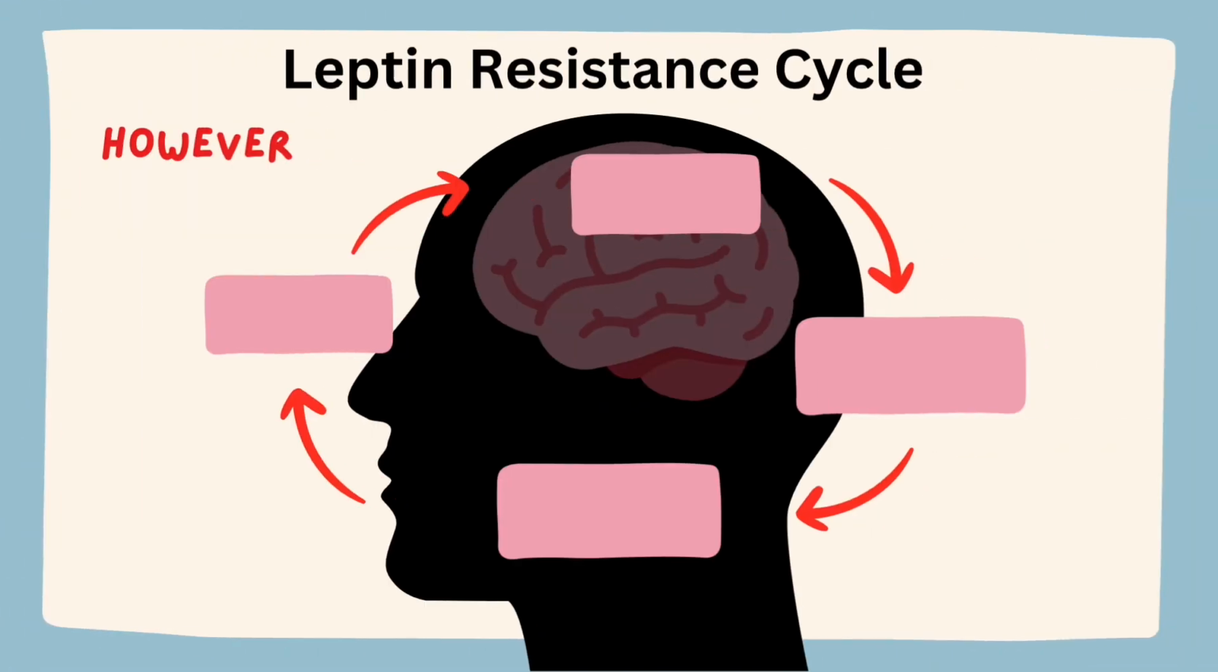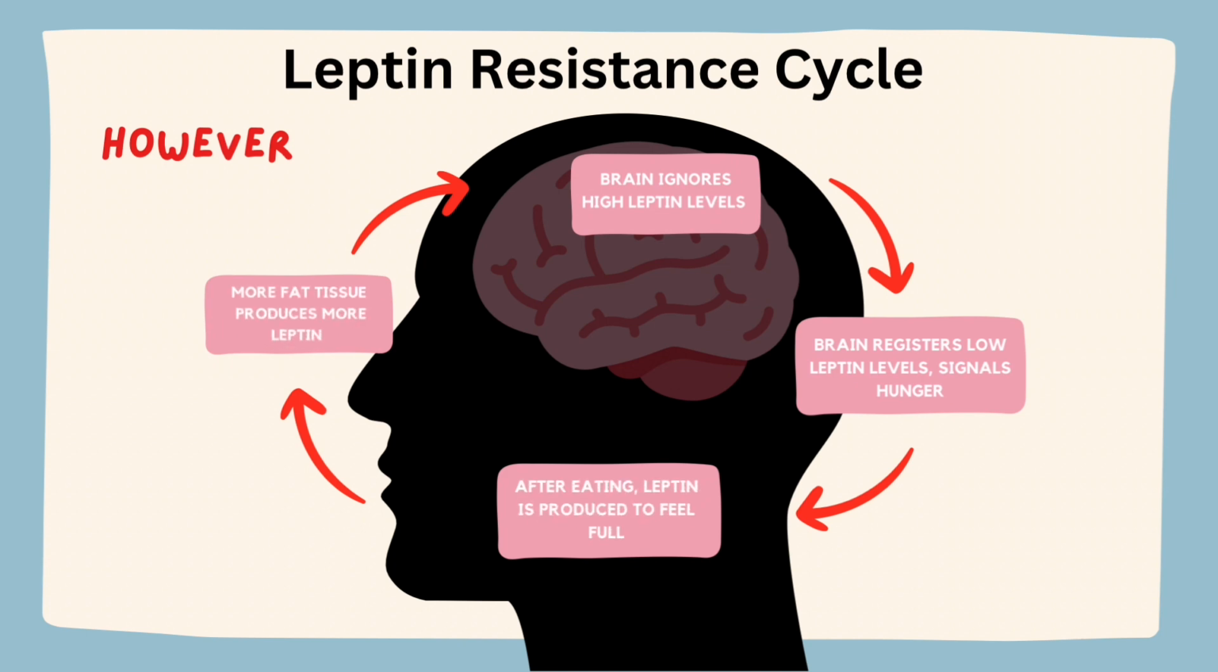In cases of leptin resistance, the brain doesn't respond adequately to the signals of leptin, even when leptin levels are high. This then leads the brain to feel hungry and signals us to eat more. After eating, leptin is produced again. However, this will lead to more fat tissue and excess leptin, downregulating our brain's sensitivity to leptin, hence causing the cycle to repeat itself. This can lead to several consequences such as obesity, metabolic dysfunction, diabetes, and cardiovascular diseases.